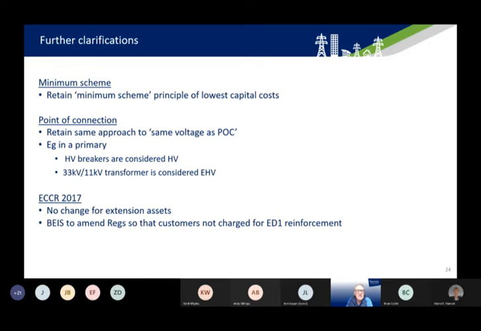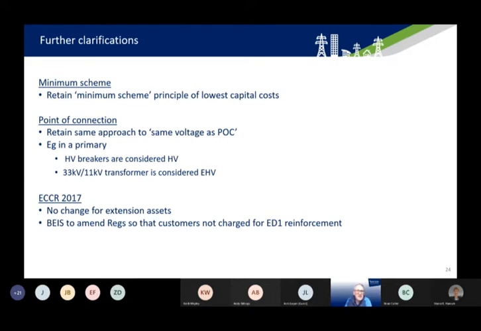So the breakers, if it was a primary, 33 to 11 kV primary, the HV breakers are considered to be at the lower voltage, but the transformers are considered to be at the higher voltage. So if somebody's connecting at 11 kV, and you had to change the breakers and transformer in the primary, they would contribute towards the breakers, but not the transformer itself.